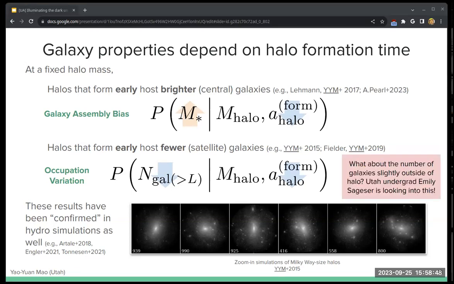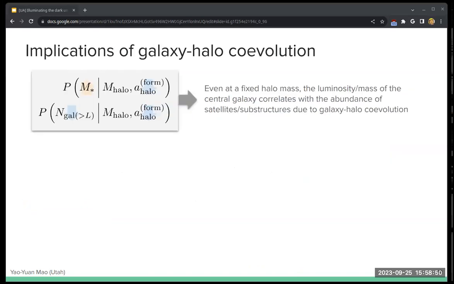So the reason I want to mention this is it means that whenever we do things that require even the simplest form of galaxy halo connection, right? I'm literally just doing number of galaxies and stellar mass as a function of halo mass. There could be unexpected correlations that you might need to take care of if you want to do precision work, whether it's cosmology, constraints on dark matter properties, or whatever.